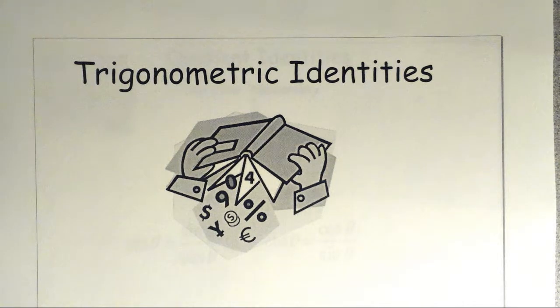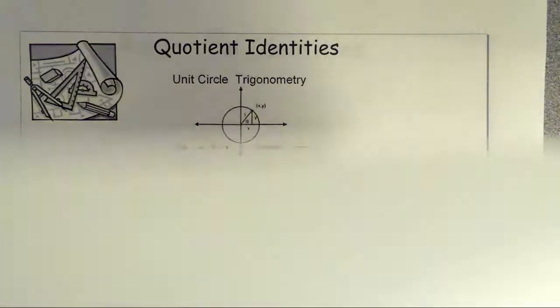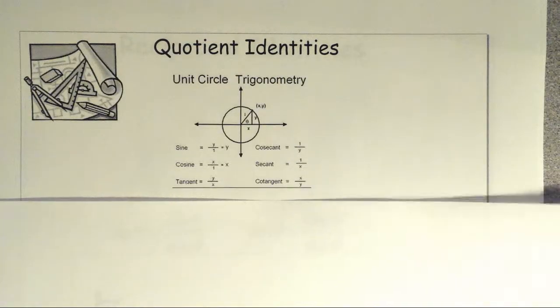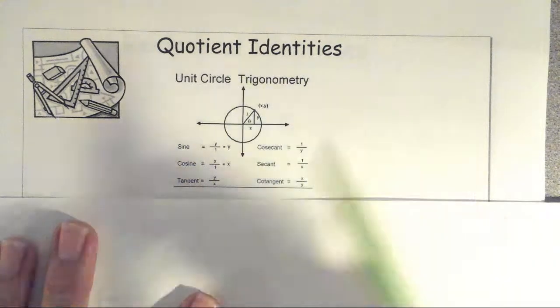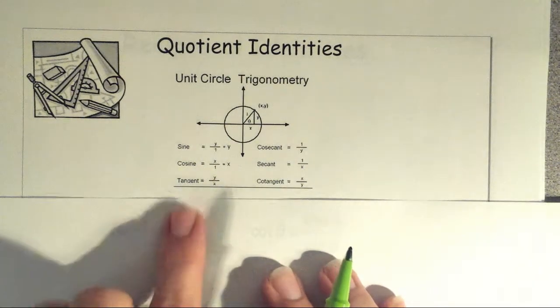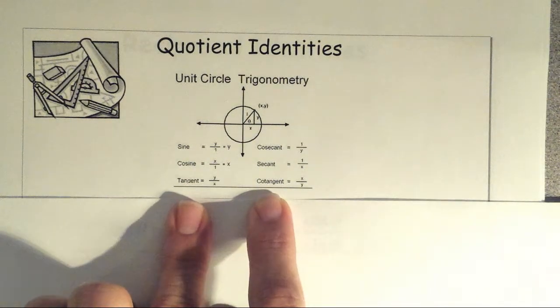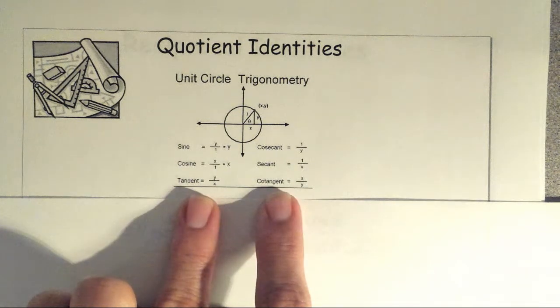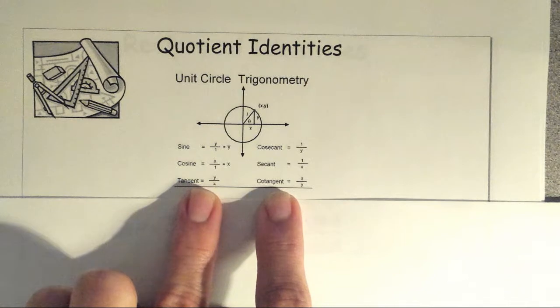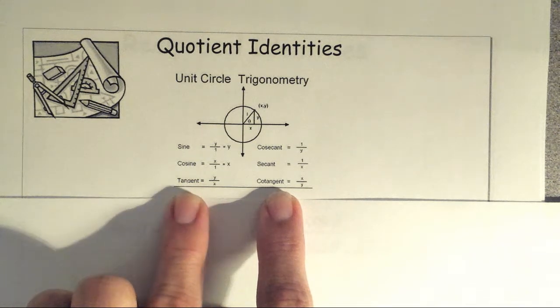If I say the word quotient, what comes to mind? Well, hopefully the word division comes to mind. And we already know that if I'm on the unit circle, the only place that we ever divided was when I'm trying to find tangent and cotangent. So all I did today was make these fancy. Instead of using a y, I used the word sine. Instead of using the letter x, I used the word cosine.